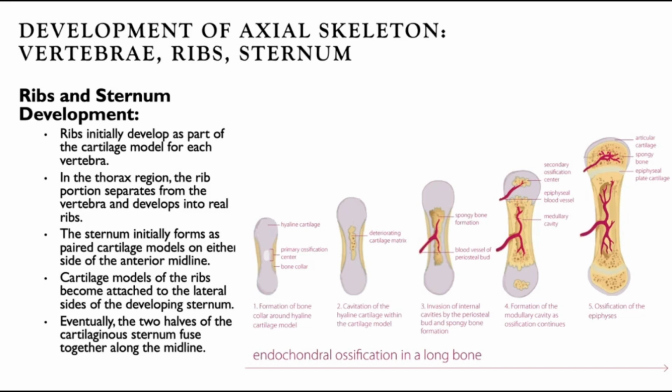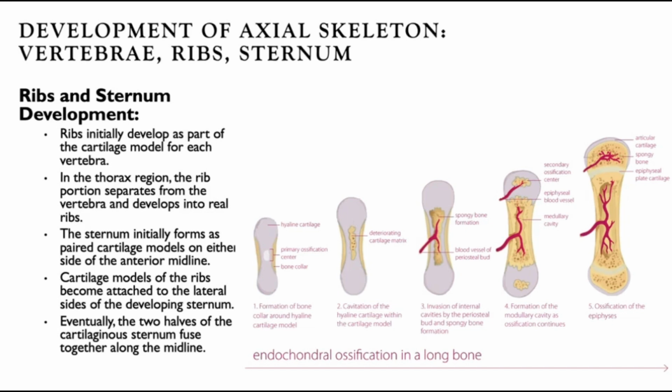So the ribs start to form as part of the cartilage model for each vertebra. In the thorax region, the rib part separates from the vertebra and then becomes the real ribs. So at first, ribs and the vertebra are developing together, okay? They're basically the same thing, and then the ribs are going to separate. The ribs are going to go away from the vertebra, and they're going to make the real ribs.